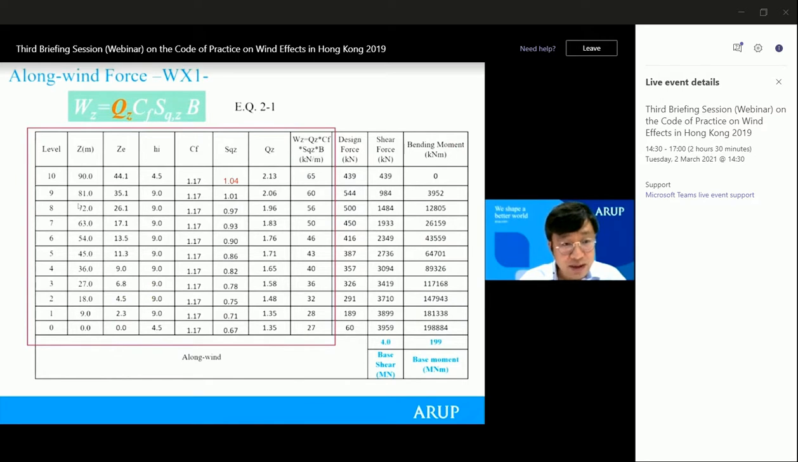So with all those parameters ready and calculated, finally using equation 2.1, we bring in the reference wind pressure, the force coefficient, and the size and dynamic factor. We can calculate the wind load at each level. Then we do a summation. We can calculate the shear force and the bending moment at each level. So here at the base, we calculate the base shear as 4 meganewton and the base moment as 199 meganewton meter. This needs to be recorded because later we also need to compare against the crosswind-based moment to see whether adjustment is needed or wind tunnel testing is needed.